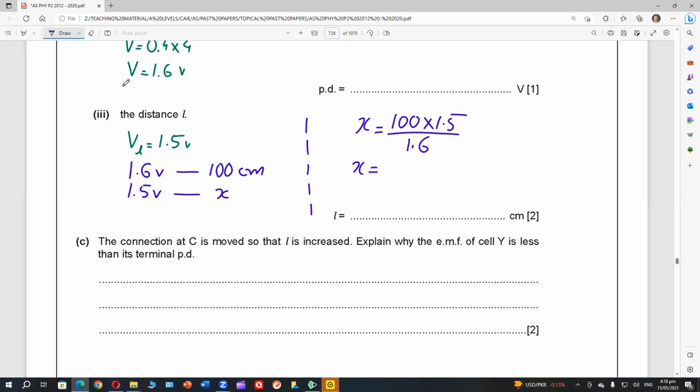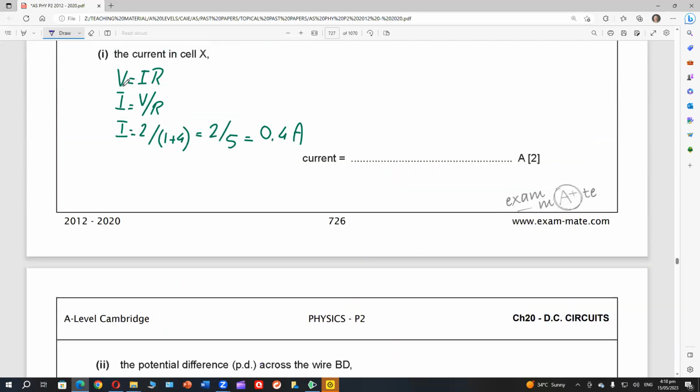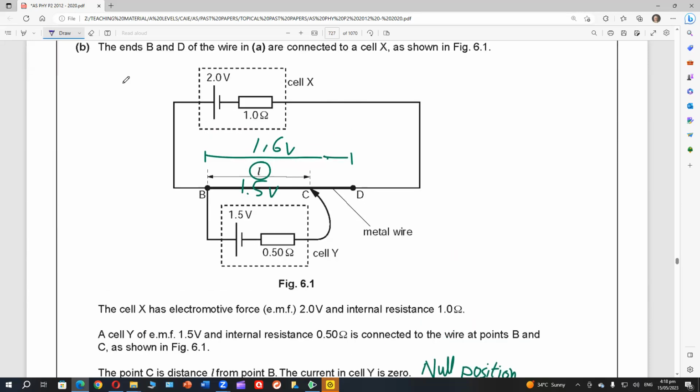It is coming as 93.75. The connection at C is moved so that length is increased. Explain why the EMF of the cell Y is less than its terminal PD, because you can see there is some internal resistance present.